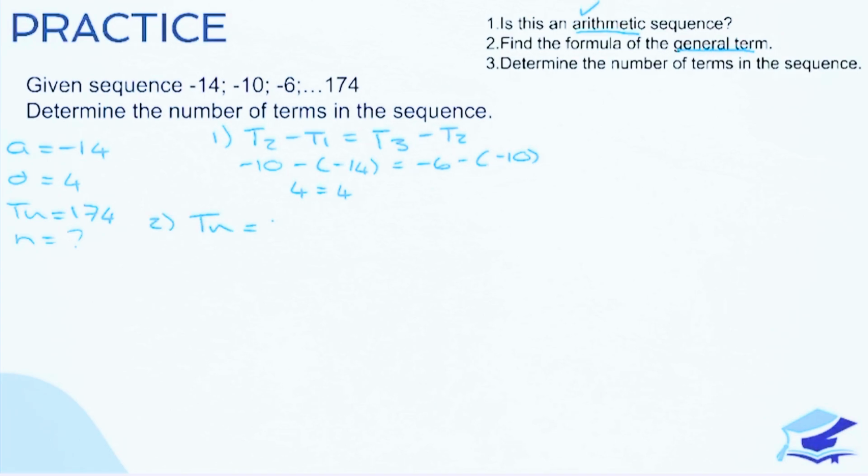The next step is to find the formula of the general term. We know that the general formula is Tn is equal to A plus open brackets n minus 1 close brackets d. We just sub our values in that we know. We simplify the formula.